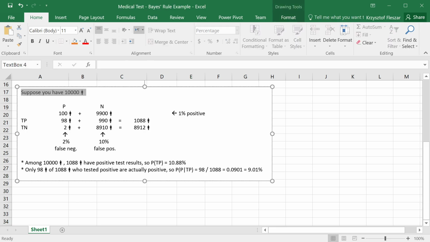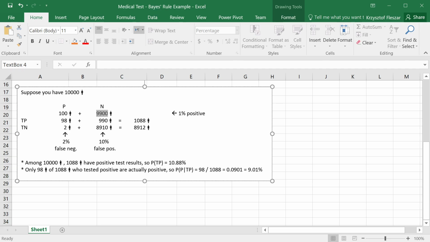Suppose we have 10,000 random people that we will test. Among those 10,000 people, we would expect 100 people to actually have the disease, not test positive, but have the disease, and 9,900 not to have the disease. Why is that? Because upfront, remember, we assumed a 1% chance, a prior probability, of having the disease. 1% of 10,000 is 100, and this is the 99%.